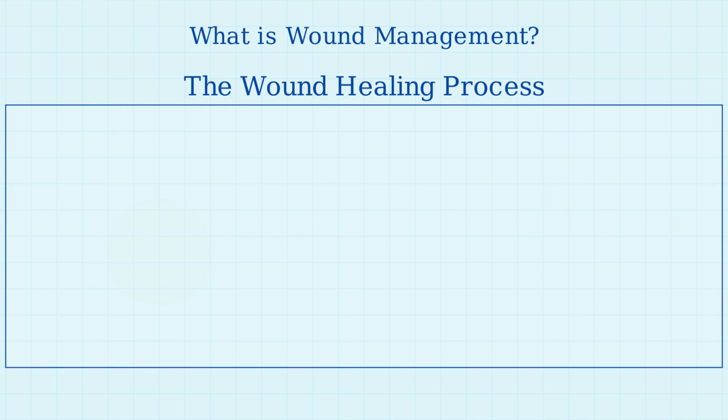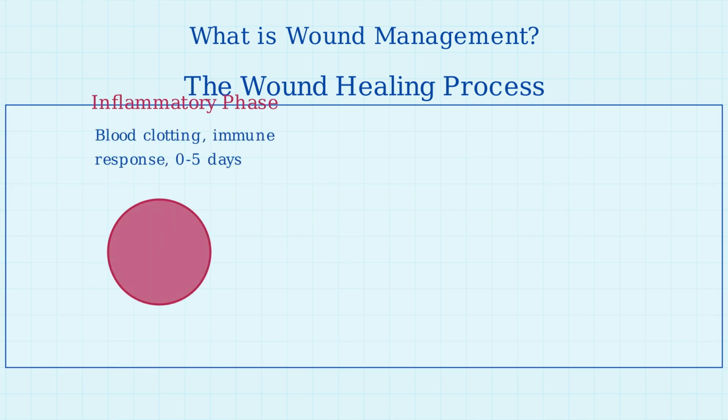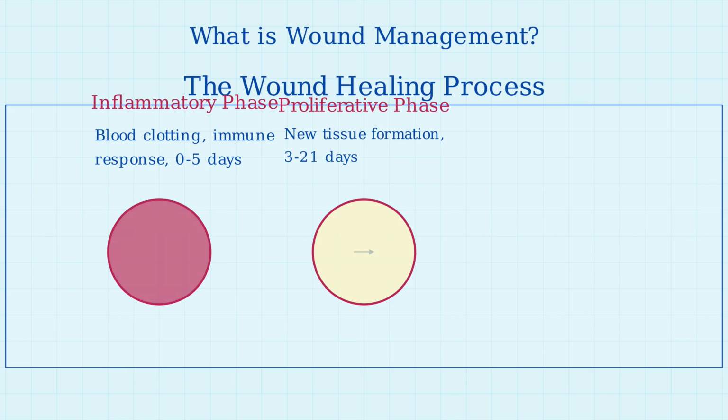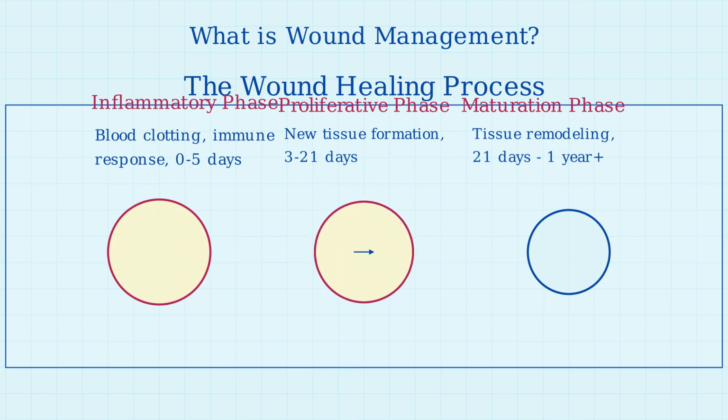Wound healing progresses through three main phases. The inflammatory phase involves blood clotting and immune response in the first 5 days after injury. This is followed by the proliferative phase, where new tissue forms over 3 to 21 days. Finally, the maturation phase involves tissue remodeling and can last from 21 days to over a year.